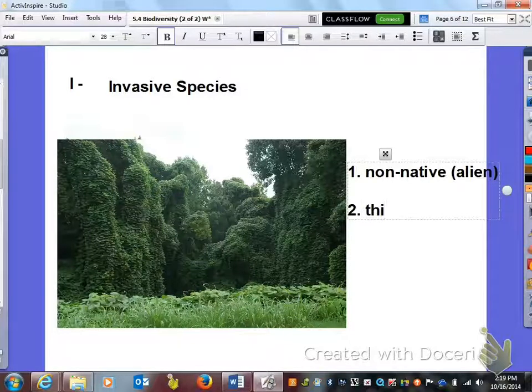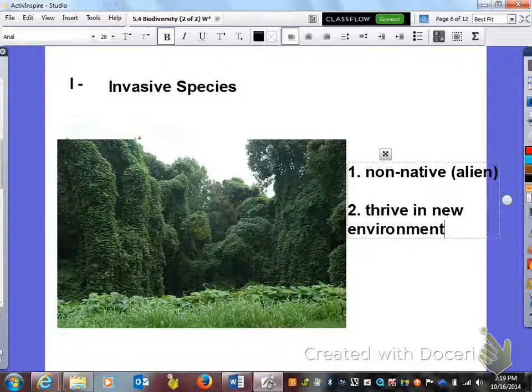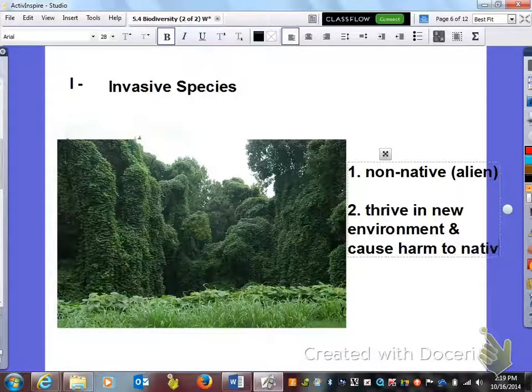Okay, so the second thing you need to know about invasive species is that they thrive in a new environment, like this kudzu is doing here in this picture, and it has to cause harm to the native species. Okay, and this is just an example of plant life, but there are also examples of different animals.